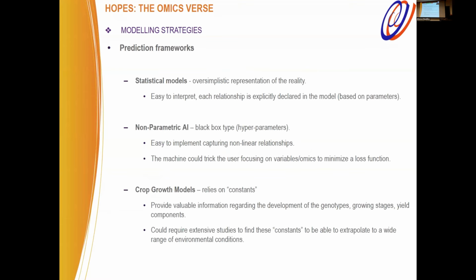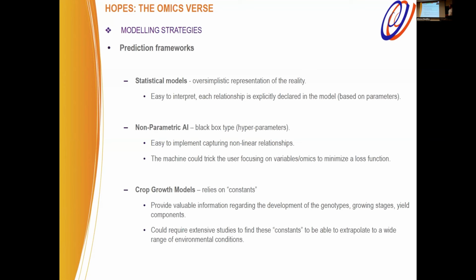Now, regarding the prediction framework, okay, we have our favorite methods, statistical models. Why? Because this is an oversimplistic representation of the reality, right? We are trying to address or to explain everything about the plant performance using a set of parameters, and we are kind of forcing the parameters to explain some of the variability. Easy to interpret, right? Sometimes it might be a little obscure how we implement this, but still the easiest to work with. Every parameter has to explain something, right? We address directly a specific percentage of variability.